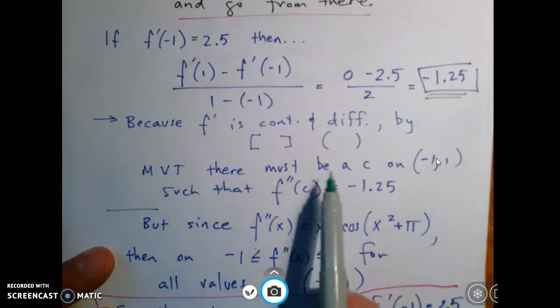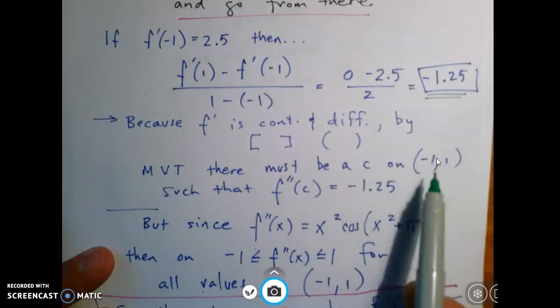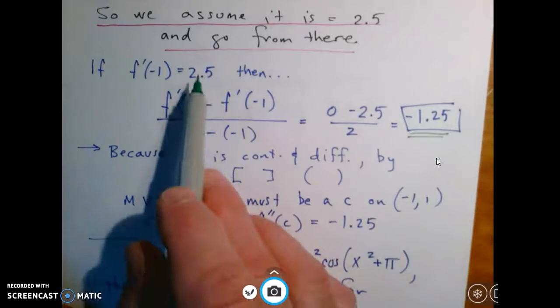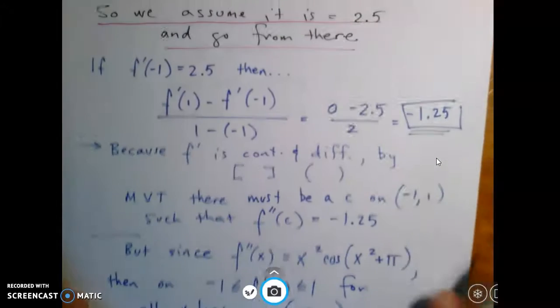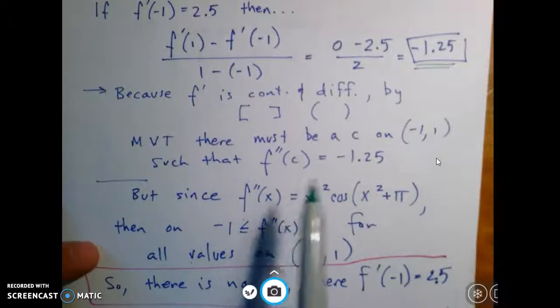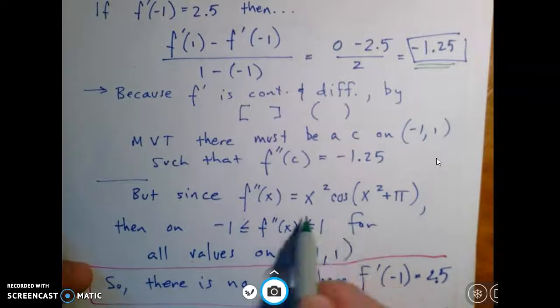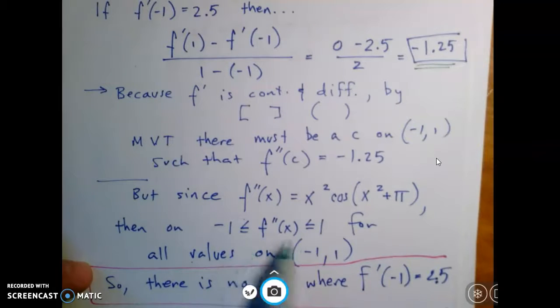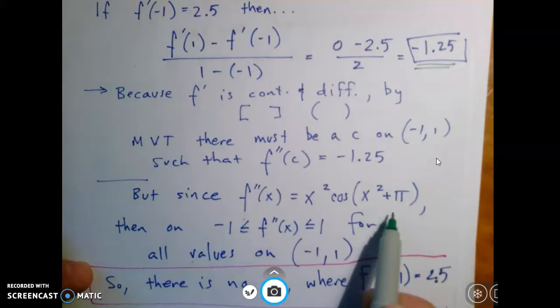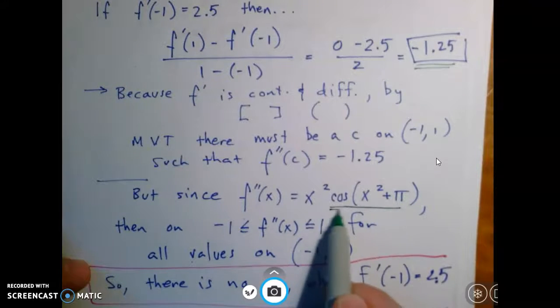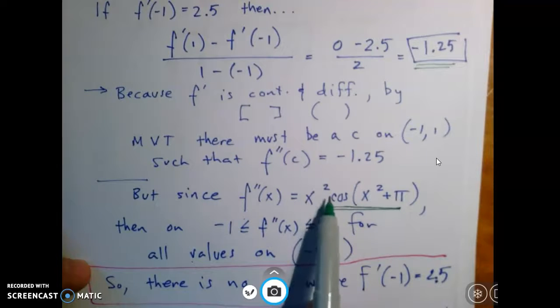And by the mean value theorem, there must be a c on this interval so that f double prime is equal to -1.25. So again, our average rate of change, if in fact this were 2.5, would be -1.25. So what we're saying is there must be some situation where f double prime is equal to -1.25. But if we look closely at this function, and remember, we're restricted to -1 to 1, this function will never get beyond -1 to 1, because we know that cosine's range is -1 to 1, because our value of a is singular at this point.